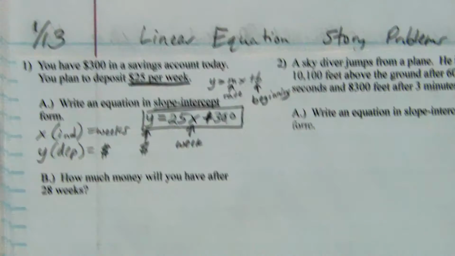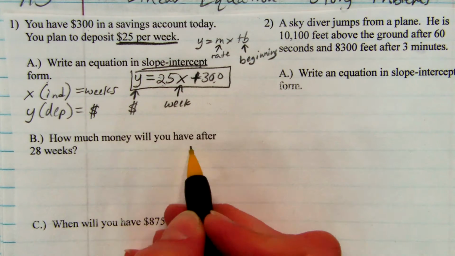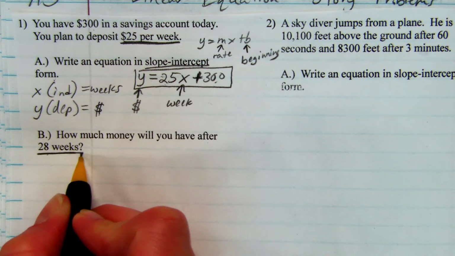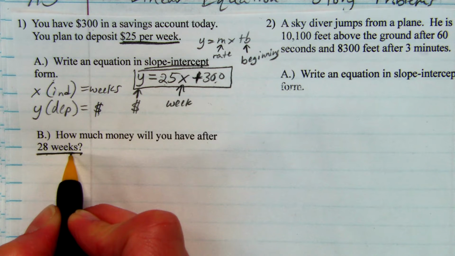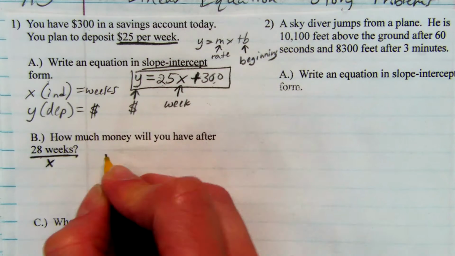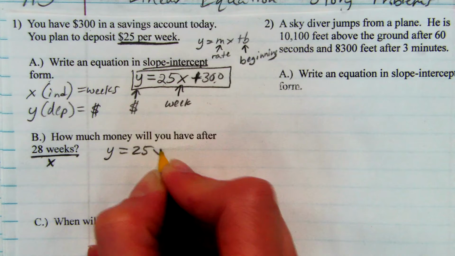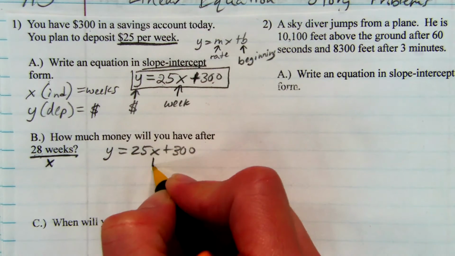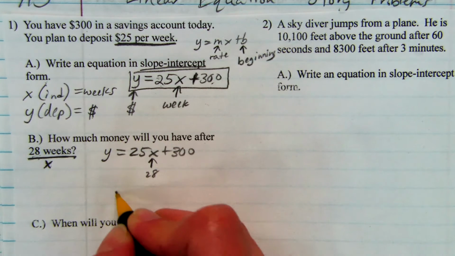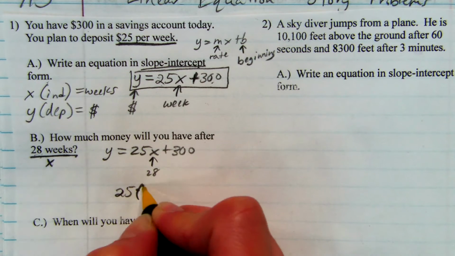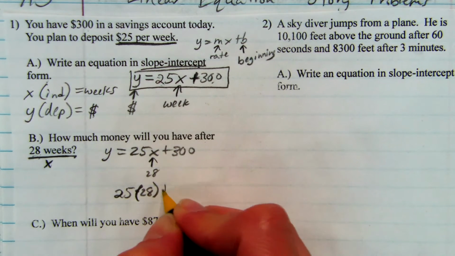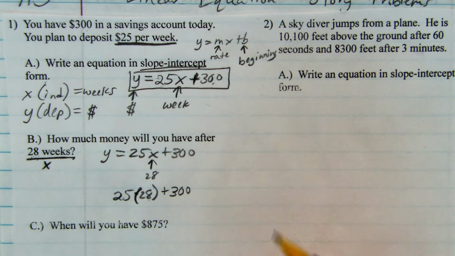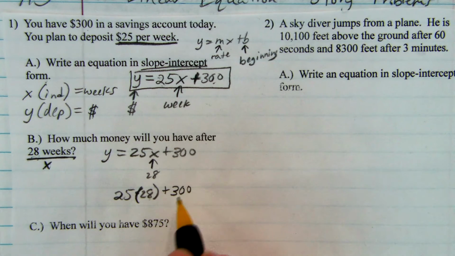All right, and then they're going to ask us some questions. How much money will you have after 28 weeks? So I need to identify what they're giving us. This is our given. Is the weeks x or y? x. So if I take that equation, y equals 25x plus 300, I'm going to take that 28 and put it in where the x is. That's going to become 28. So that means I'm going to have 25 times 28. I like to use parentheses there. And then plus 300. And I can use my calculator to put that in really quick. So 25 times 28 plus 300.